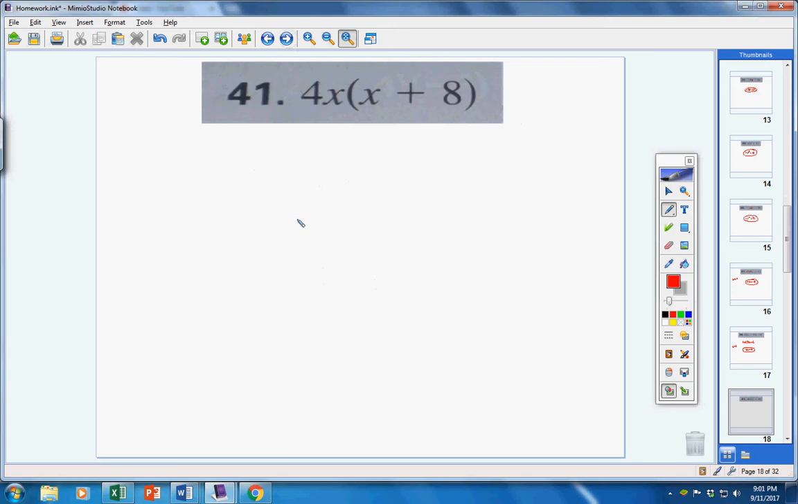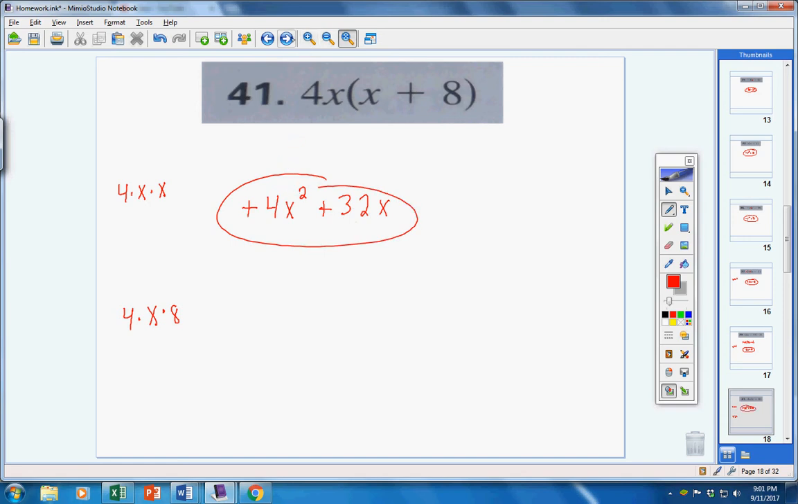Alright, number 41. Let's take your 4x. Let's multiply it through. A positive times a positive is a positive. 4x times x is 4 times x times x, which is the same thing as 4x squared. A positive times a positive is a positive. 4x times 8 is 32x, because it's 4 times x times 8, which is 32x. Alright, moving on to number 43.